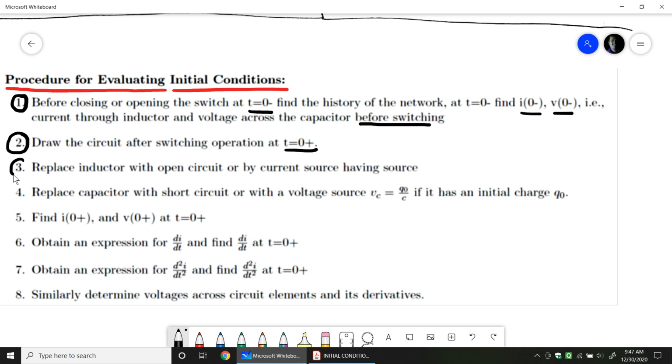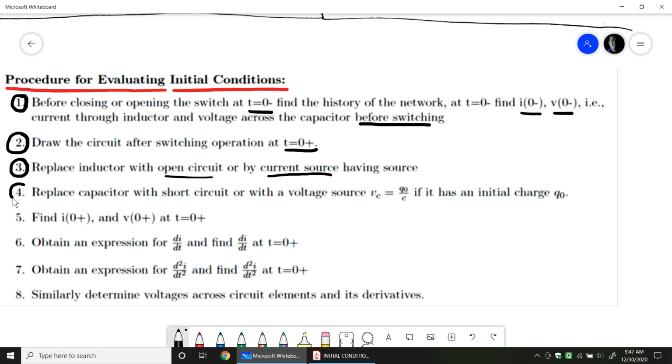Then the third step is to replace the inductor with an open circuit or by a current source. As I told you how the inductor behaves at t equals 0 plus and t equals infinity, based on that knowledge you either replace the inductor with an open circuit or with its equivalent current source. If there is an initial current flowing through the inductor, you replace it by a current source. If there is no initial current, you replace the inductor with an open circuit.